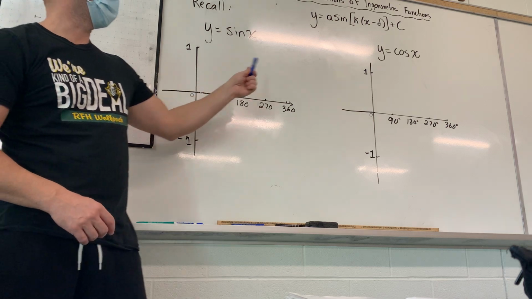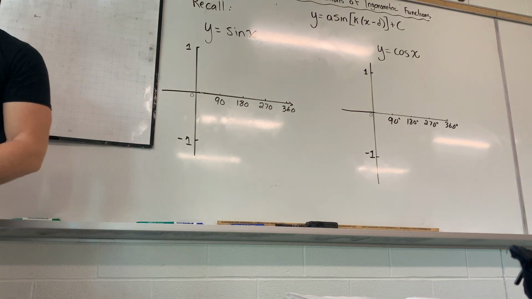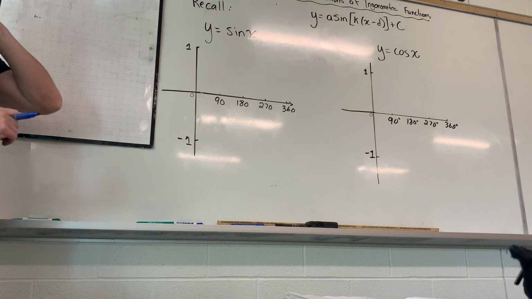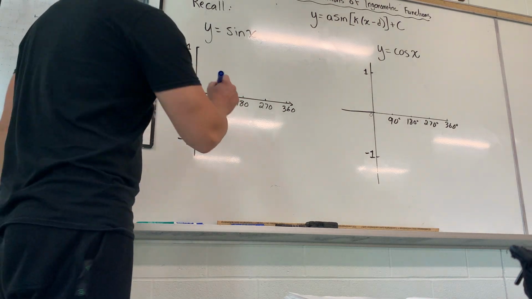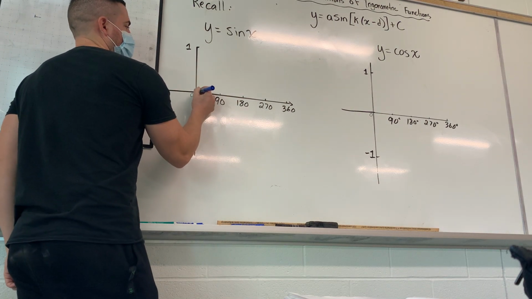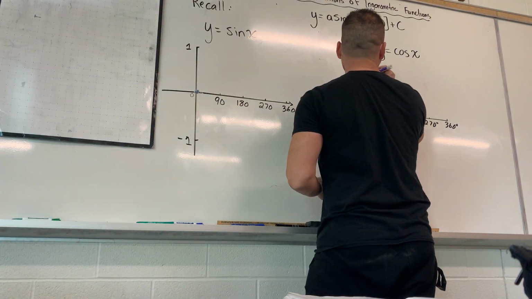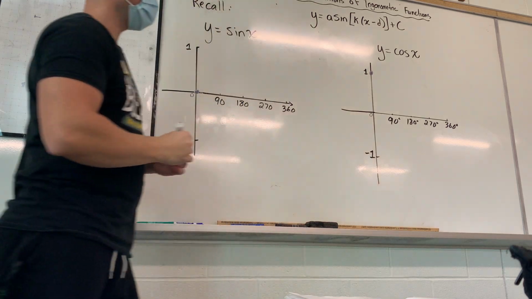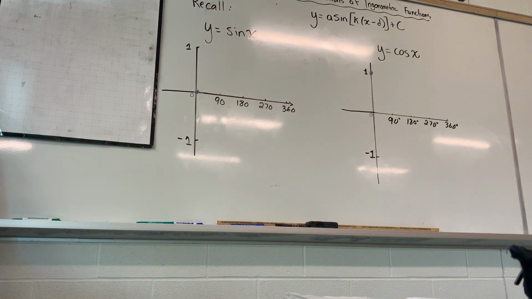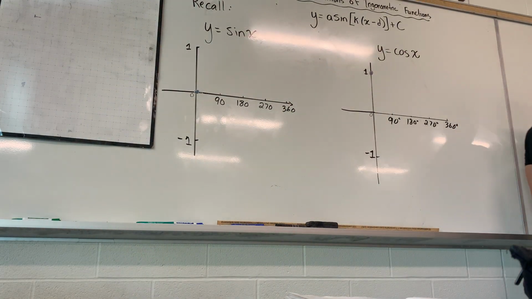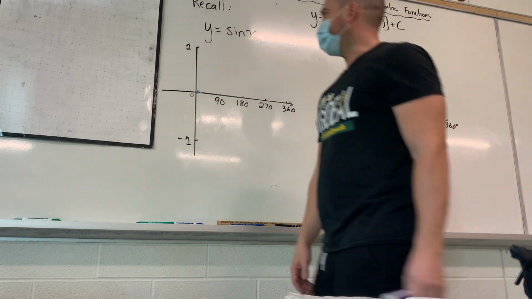So one starts at one part and one starts at the other part. Megan? Does one start at 1 and one start at 0? Good, so one starts at 0 and one starts at 1. Which one? Alex? Sine starts at 0, 0, and then cosine starts at 1. Okay, so sine is always going to start at 0, 0, which in the basic form is called the equation of the axis. But we'll get to that part later.